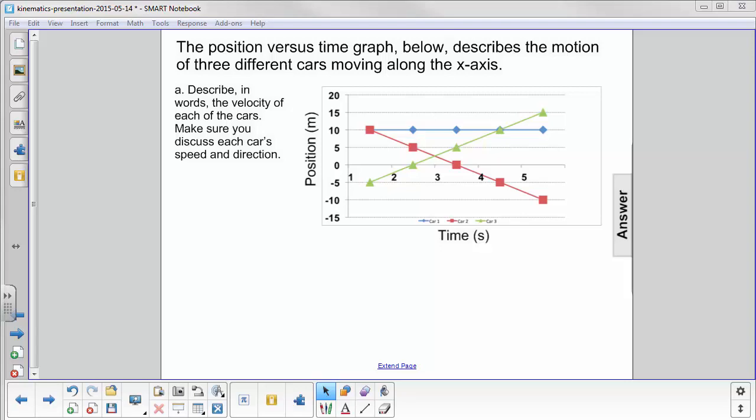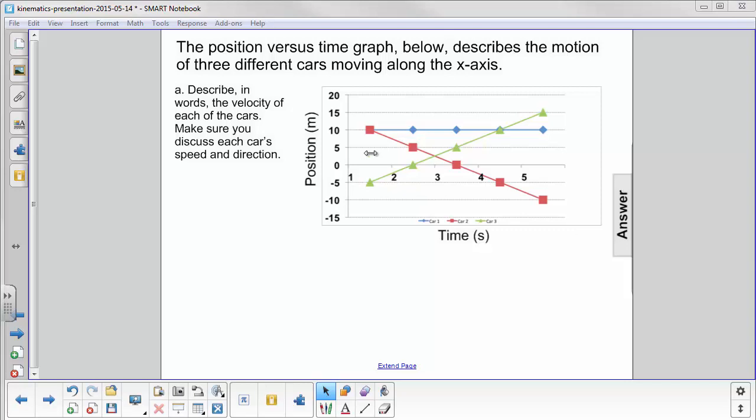Here we have one position time graph, position, time. However, we have the motion of three cars superimposed on it, and we want to describe the velocity of each one of the cars. Well, let's start with car 1. The position doesn't change. If the position doesn't change, there must be a zero velocity.